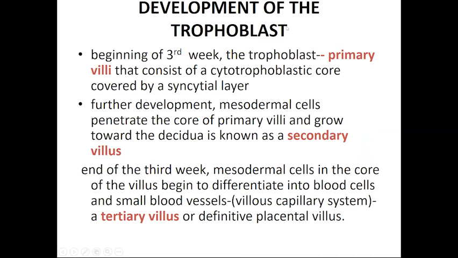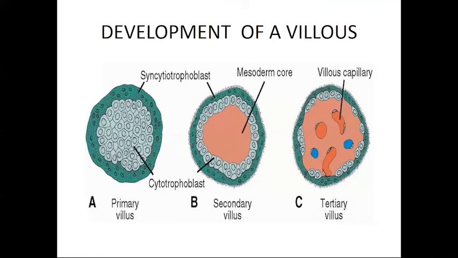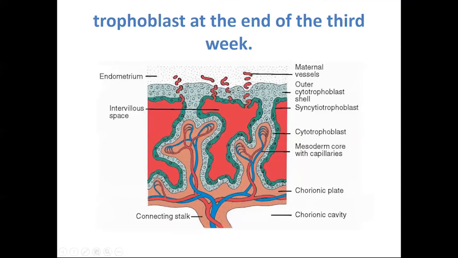So this is ultimately going to be a part of your placenta, the definitive placental villus, which is a portion of the villi. At the end of the third week, what you see are the tertiary villi, that is syncytial trophoblast, cytotrophoblast, and mesoderm with the blood vessels. Outside is the chorionic cavity, and this is the connecting stalk. This connecting stalk with the blood vessels is going to connect with the baby on the other side.